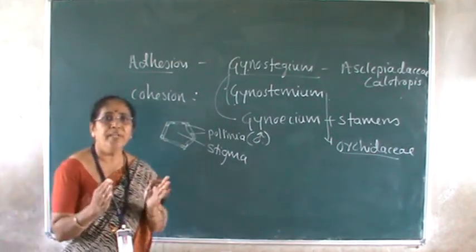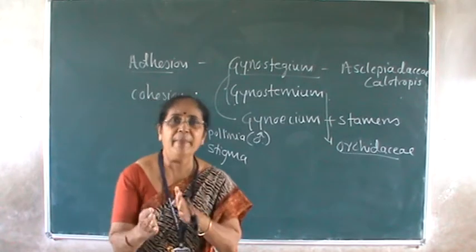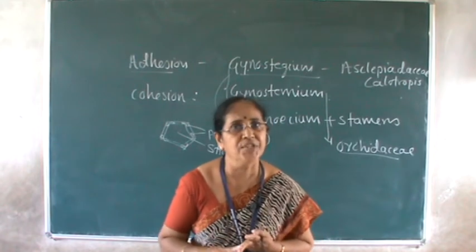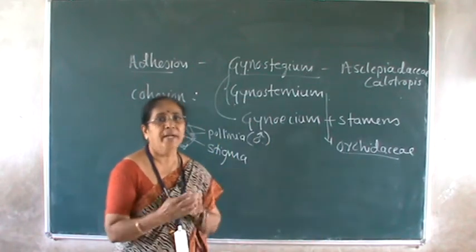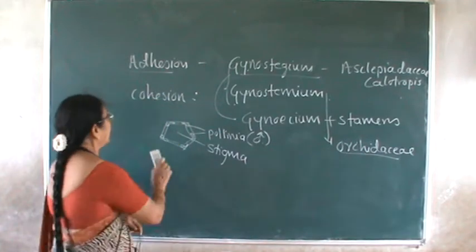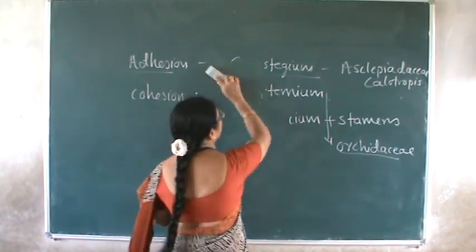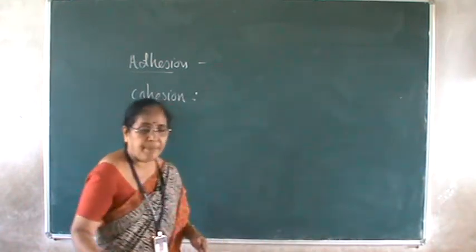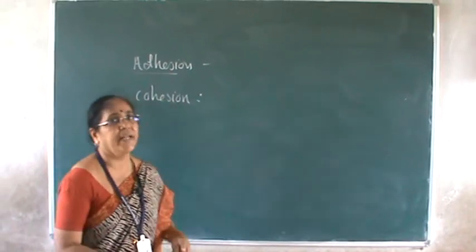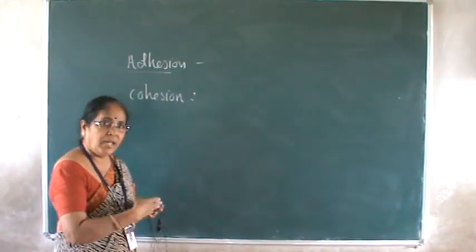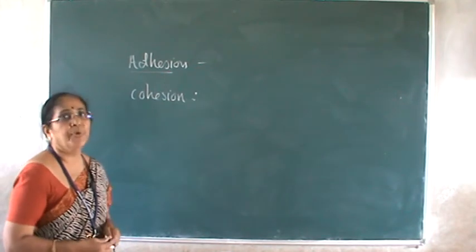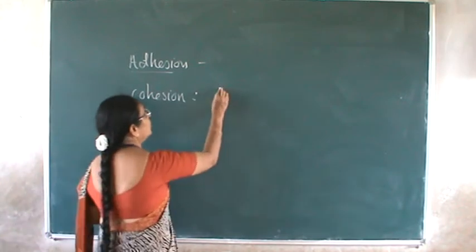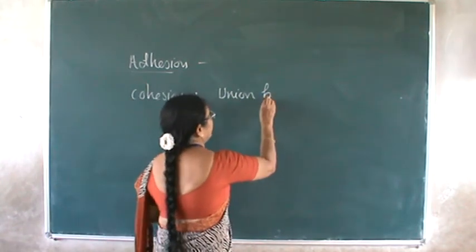If you find a union or attachment between the stamens and any other part of the flower like the calyx, corolla and gynoecium, then that kind of union is called adnation. The second kind of union is called cohesion. For cohesion, just go through my previous videos, where I have described all the words used to describe the various kinds of attachments between the stamens. This is union between the stamens of a flower.